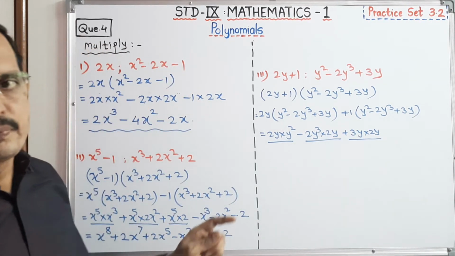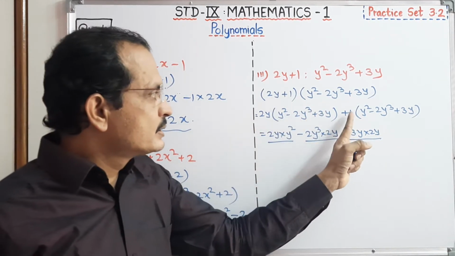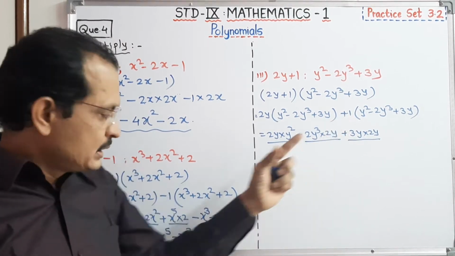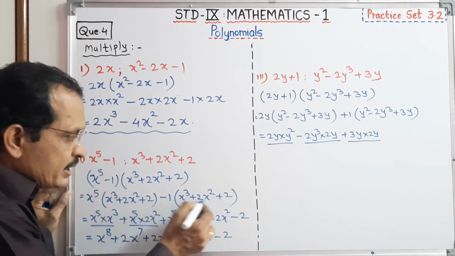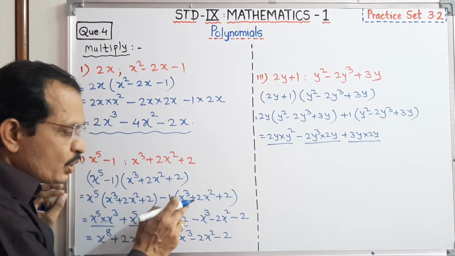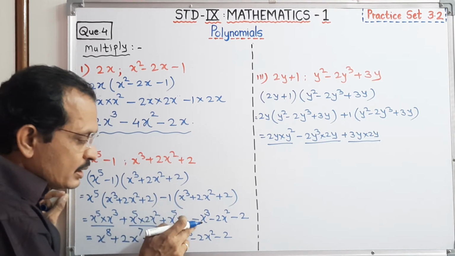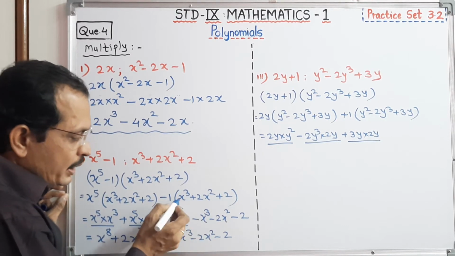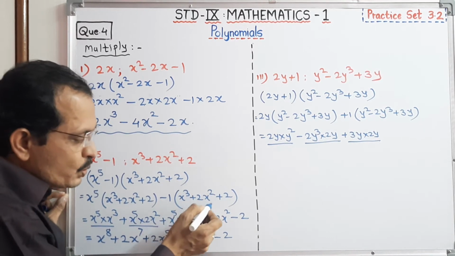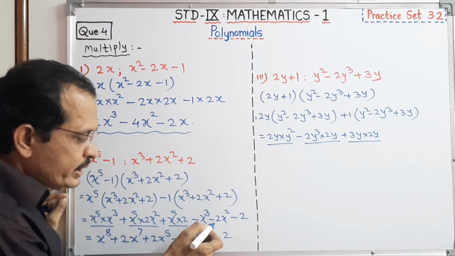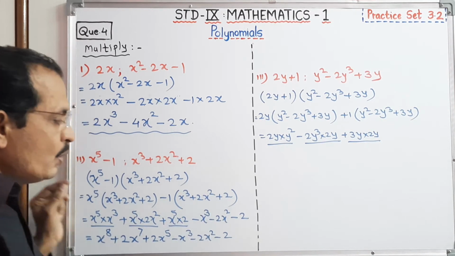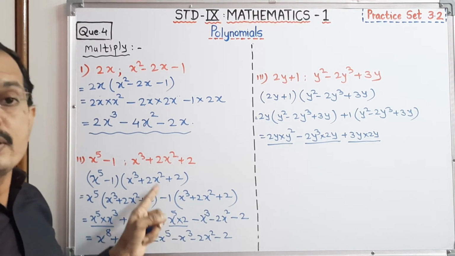And here we have to multiply this with plus 1. See the difference. Here we multiply this polynomial with minus 1, and for multiplication of this we change the sign of every term. It is plus x cube, we write here minus x cube. Plus 2x square, we write here minus 2x square. And plus 2 we write here minus 2.